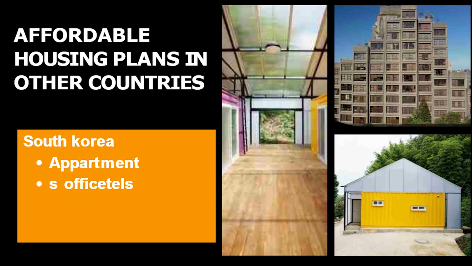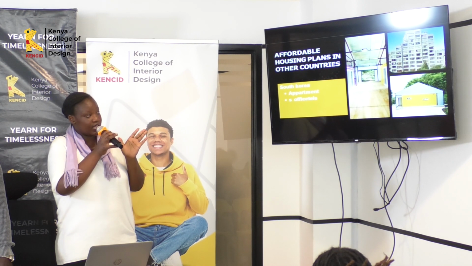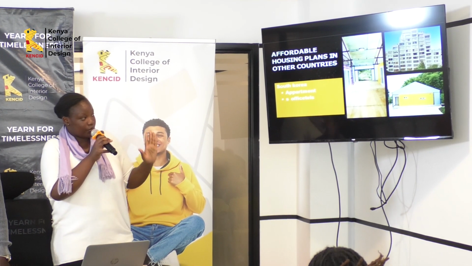But because of time, this was just to help us understand what other countries have done to help people with slums. In other countries like South Korea, they have made apartments and officetels. Officetels in South Korea are whereby they have joined together an office and a hotel, and it's small and pretty and just gives you a space.